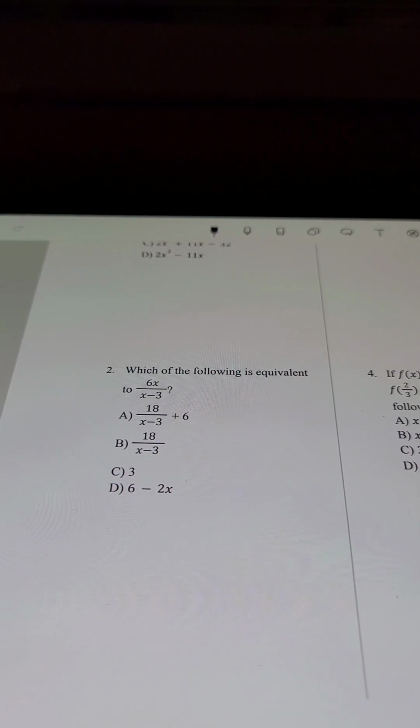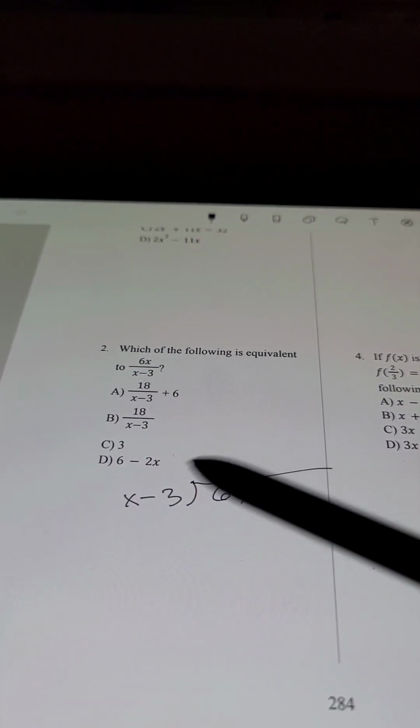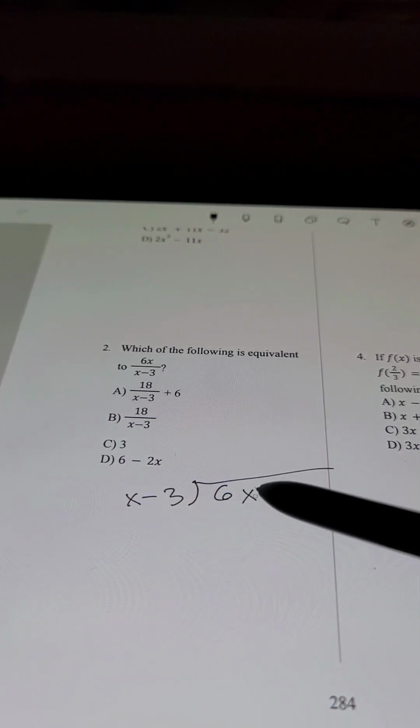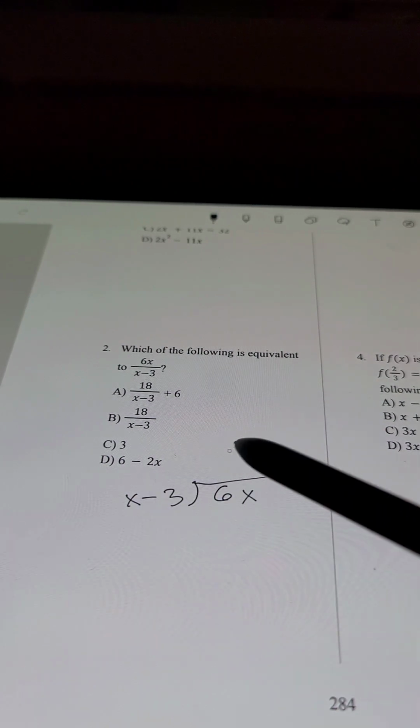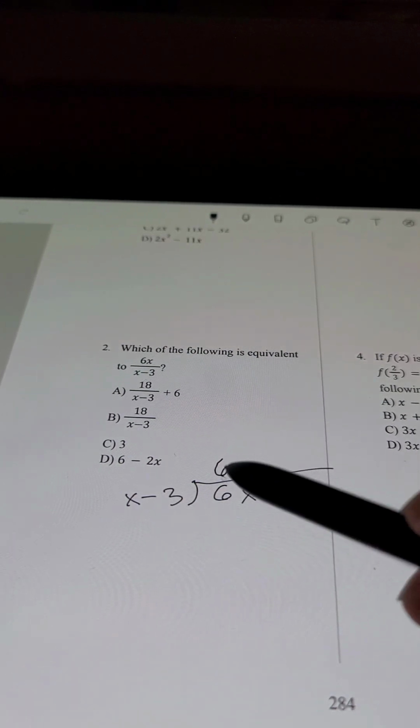So pause to read number 2 if you haven't already. So I'm going to say how many times does x fit into 6x, and that would just be, you could also think of it as 6x divided by x, or x times what gives you 6x. All of that's the same. So it would be 6.